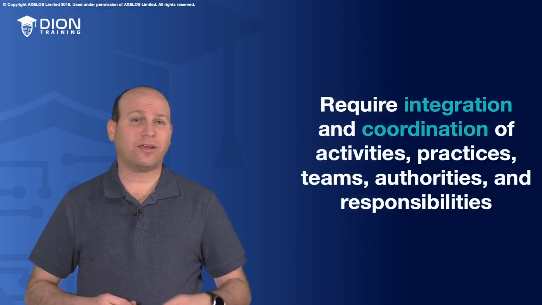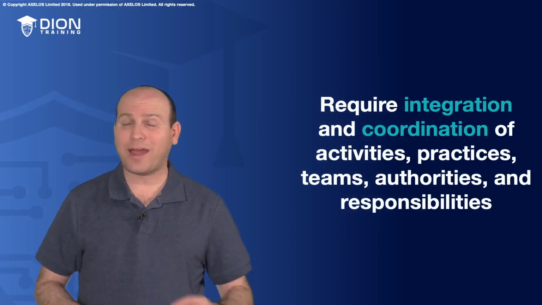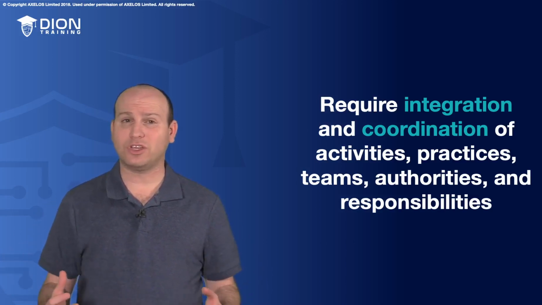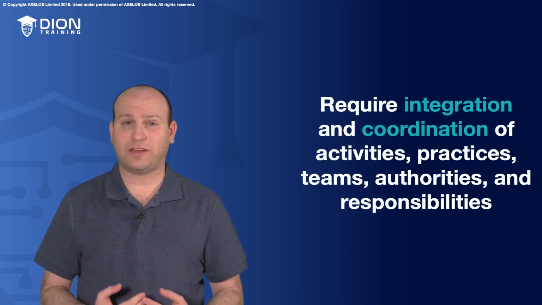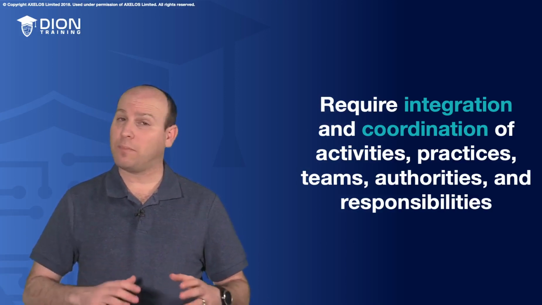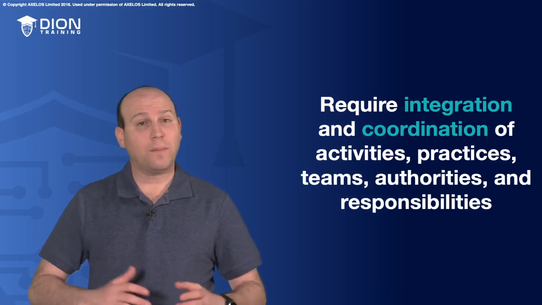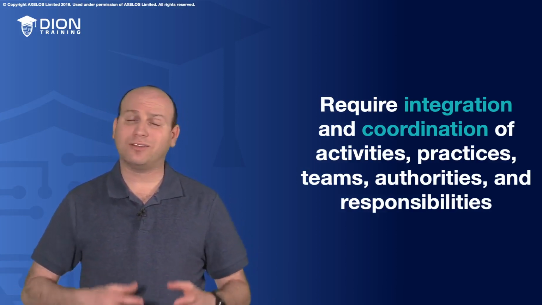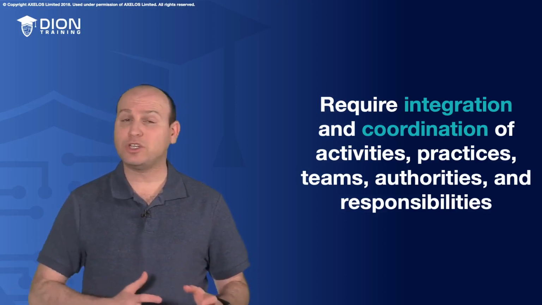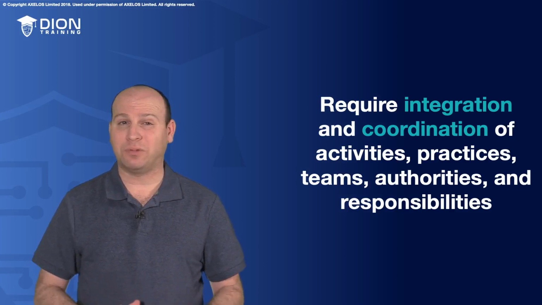Now, this is going to require some integration and coordination of all of the different activities and practices and teams within the organization, as well as different authorities and responsibilities for this to truly be effective. Some organizations are much more flexible than others. Some are very tight and stringent in their ways. But depending on your organization and its culture, you're going to be able to utilize this service value system in a very rigid or very flexible manner. It just depends on your organization and how you implement it.